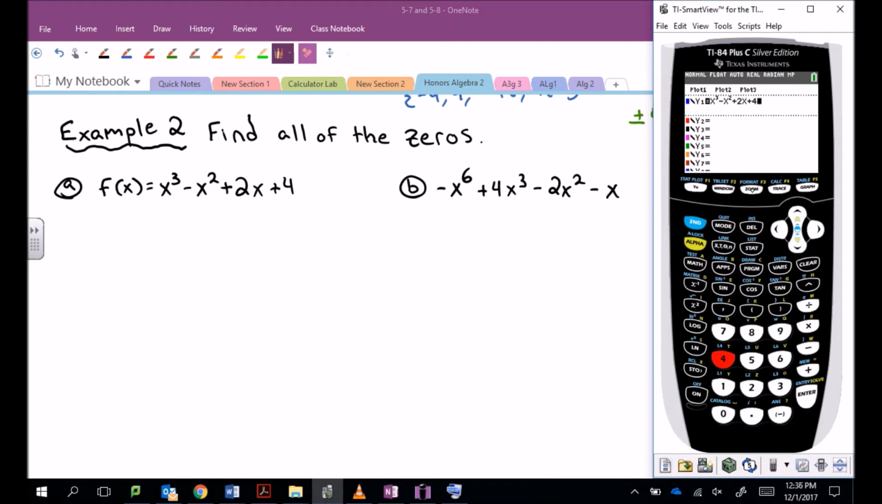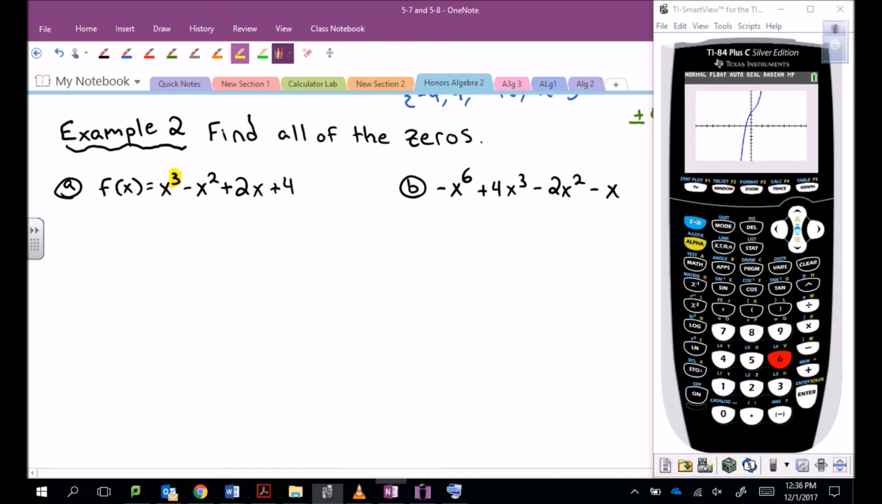So if we hit zoom, I'm going to do 6 to make sure I have a standard viewing window, and my calculator is going to show me the graph. Now, looking at the graph, even though I should have a total of 3 answers, why should I have 3 answers? Because it's a degree 3. So there are 3 answers I'm trying to find. I know at least one of them is real.